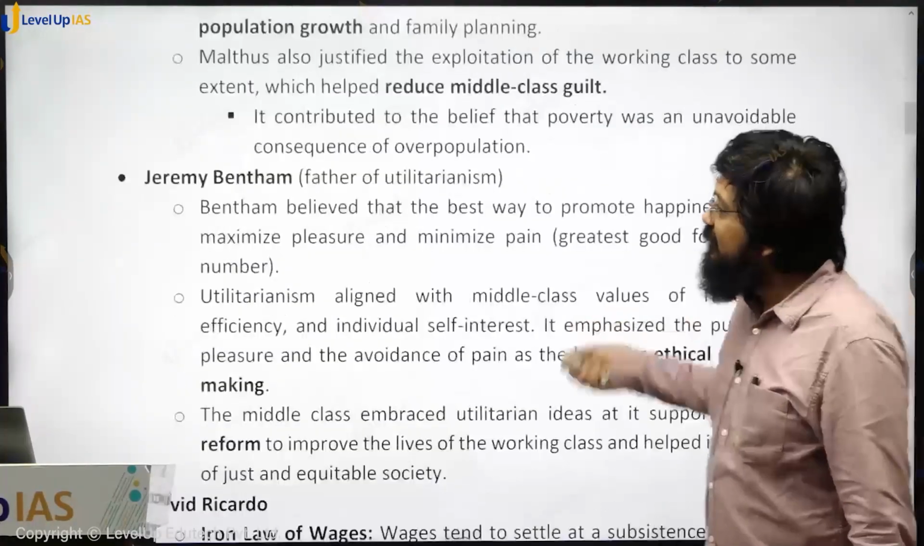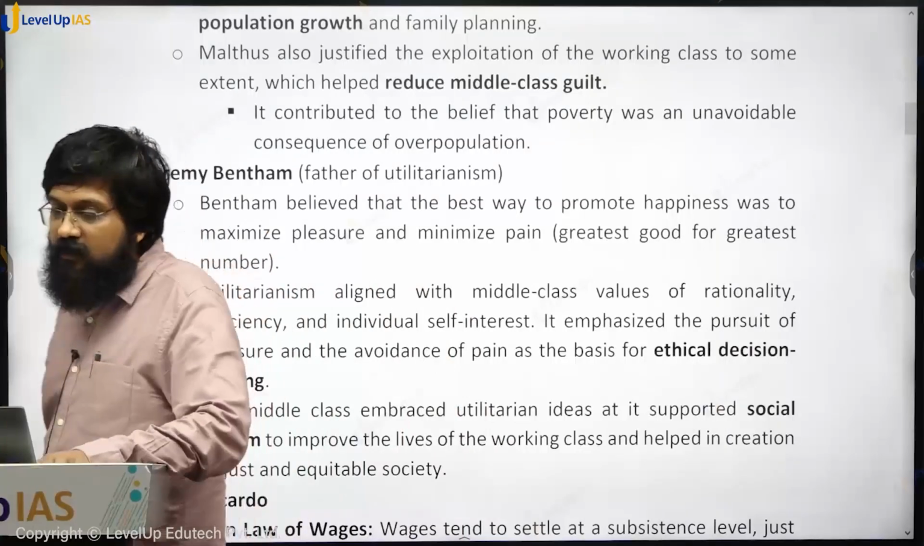Okay. The second thing is Bentham. Bentham is the father of utilitarianism.